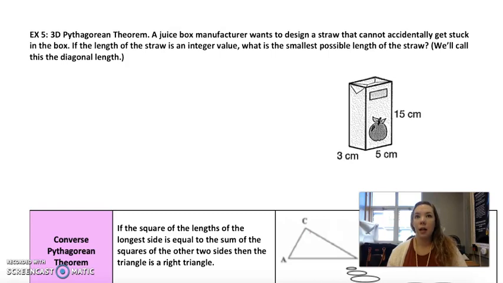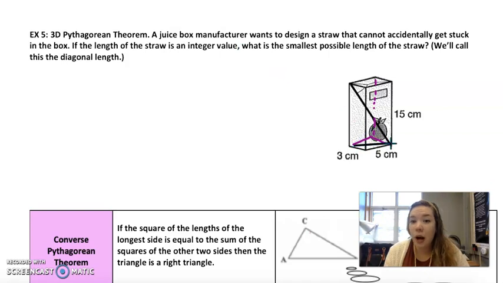The longest length within that rectangular prism is diagonal from one corner to the other. That'd be the longest length in this whole prism. I'll try to draw in some dashed lines here, so it looks a little bit more 3D. But from the front corner to the back corner, diagonally in that box, would be the longest length in that rectangular prism.